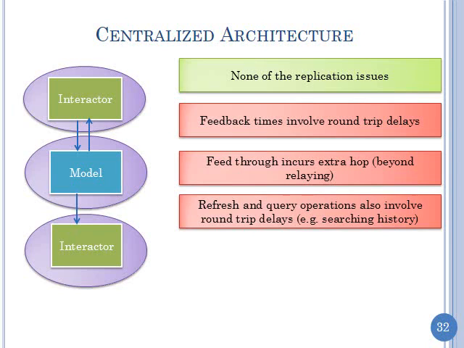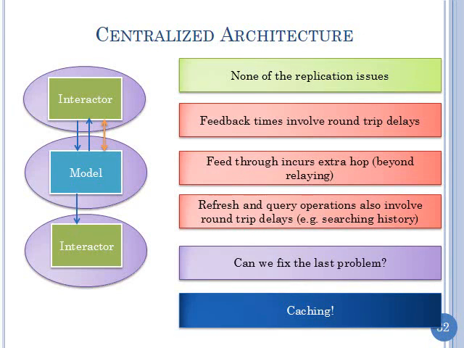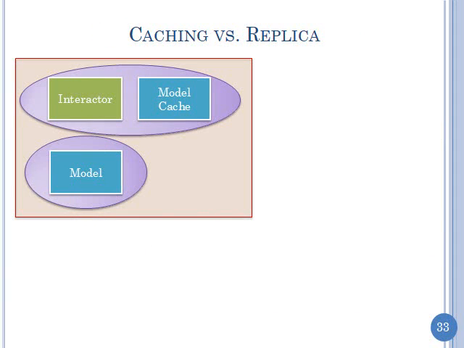Right now, all my model operations are going remotely because there is no local model. Do you want to cache? Remember when I asked you guys earlier, what are some generic solutions you can always apply? Indirection, caching, right? So I would like to somehow cache the centralized model locally. Okay? So caching is a solution. So what I'm going to have is a model and a model cache. And suddenly this becomes a lot like replicated architecture, right? You have a model locally also.